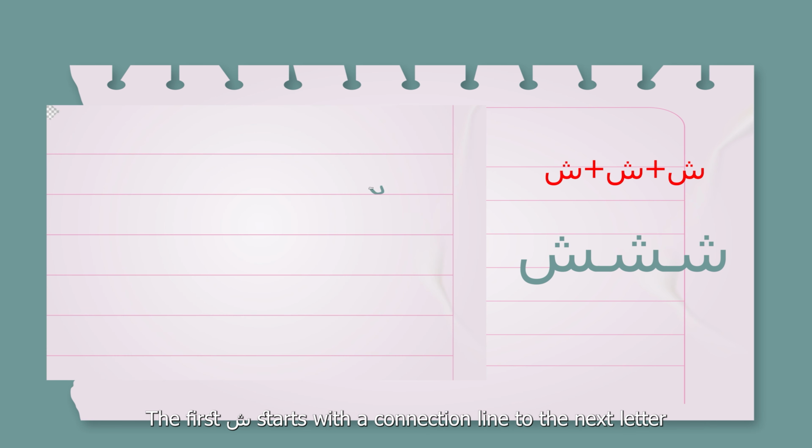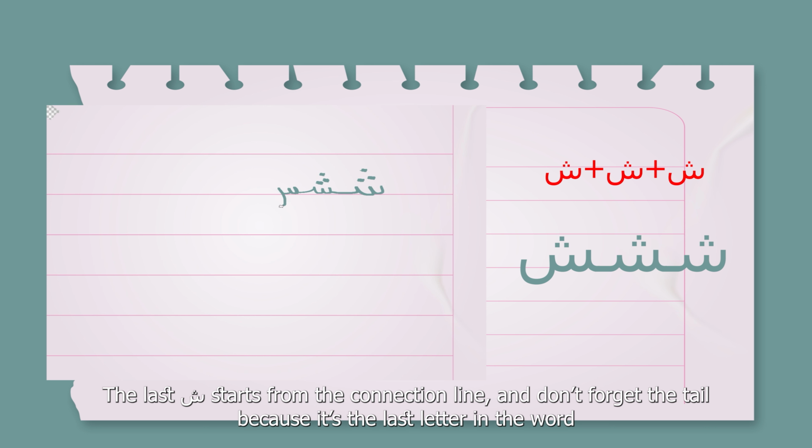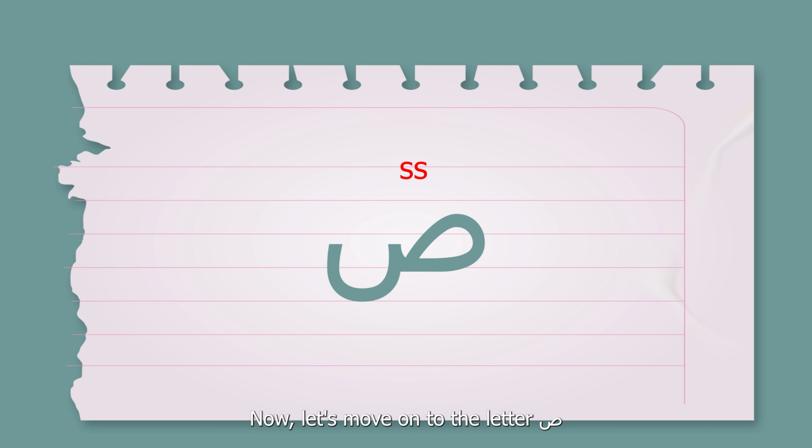The first sha starts with a connection line to the next letter. The second sha starts from the connection line, then another connection line to the next letter. The last sha starts from the connection line, and don't forget the tail because it's the last letter in a word. Now let's move to the letter sa.